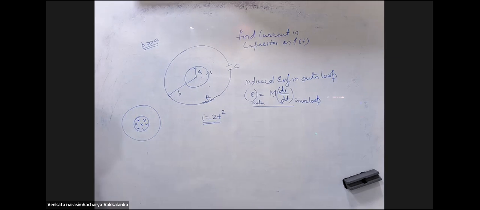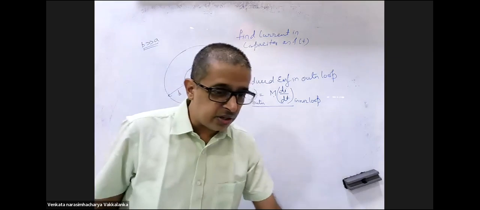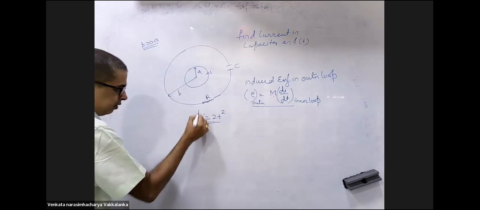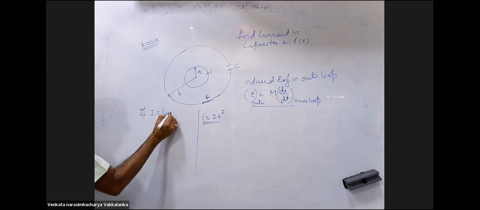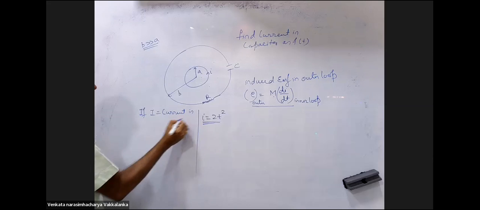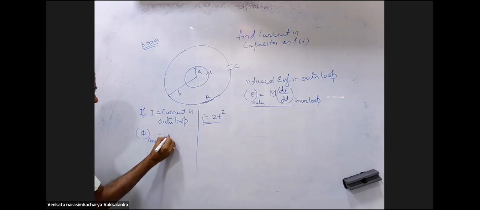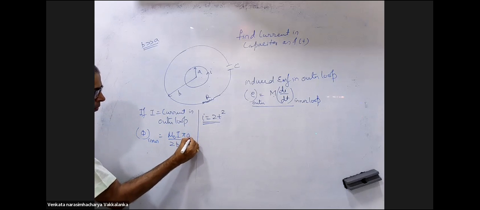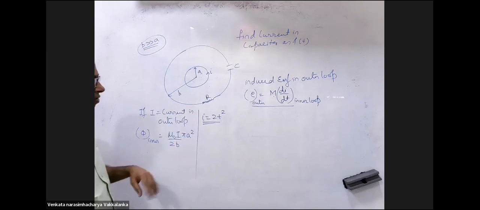Yes, sir. So hence, you will use the concept of reciprocity theorem. Now I'll assume current in the outer loop. If I is the current in the outer loop, flux through the inner will be mu naught I by 2b into pi a square. Because of this approximation. If the approximation would not have been given, I am again in trouble.